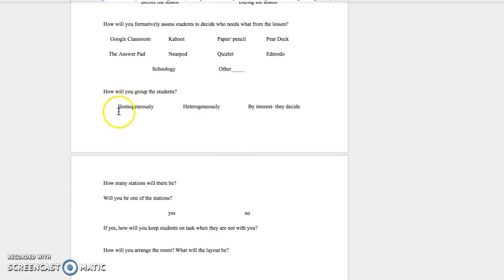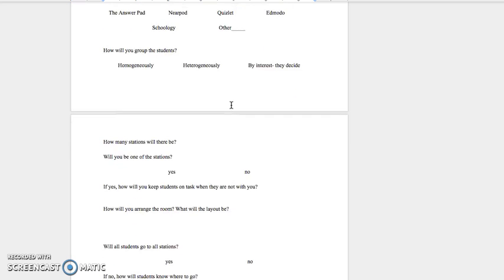I also think about how I'm going to group students. Will they be homogeneous groups? Will they be heterogeneous groups? Or will they be student choice? They decide who they want to work with and where they want to go in the stations.